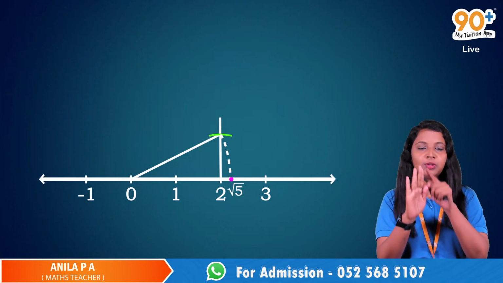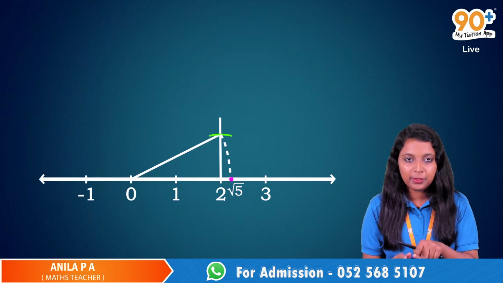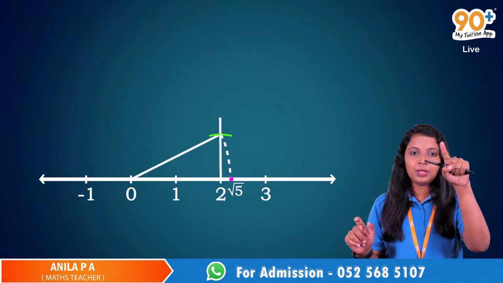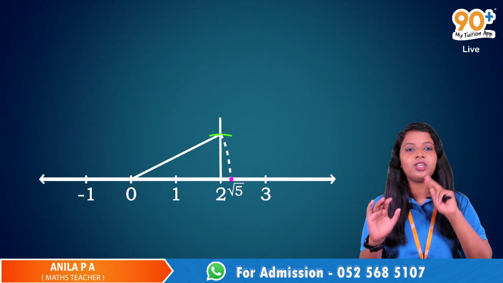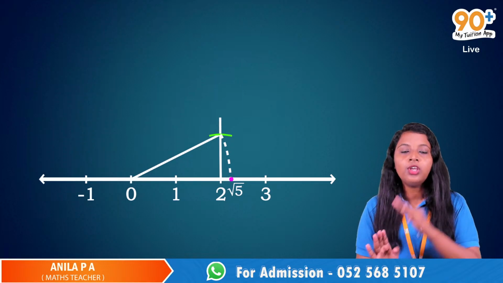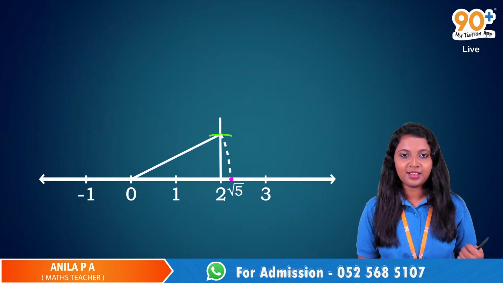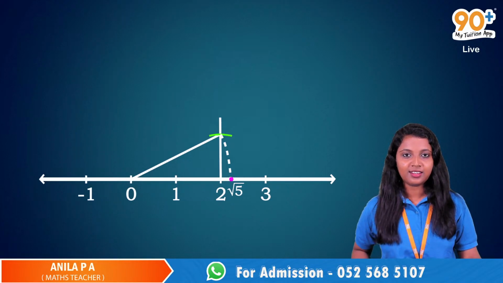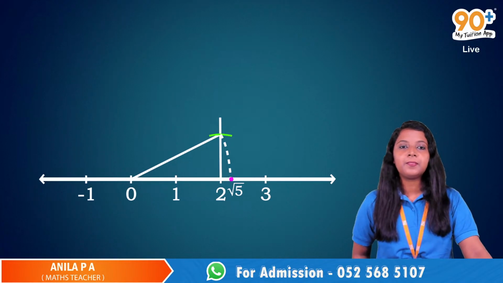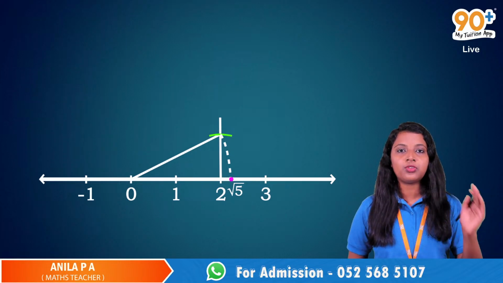From that root 2, from that point, we can draw a perpendicular line and just join that point and draw an arc. You will get root 3. After drawing root 2, you can draw root 3. Okay, so this is how you draw root 2, root 3 and root 5.